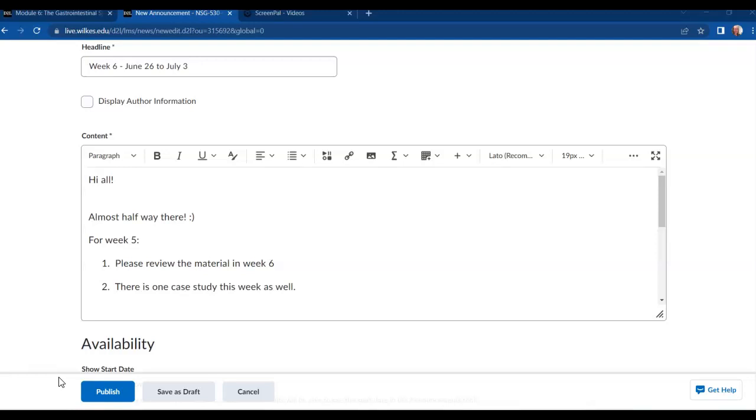We are moving into week 6, ladies and gentlemen. We are almost halfway there. So for week 5, this is getting a little repetitious. Oh, I'm so sorry. I copied and pasted it. You caught me. There we go.